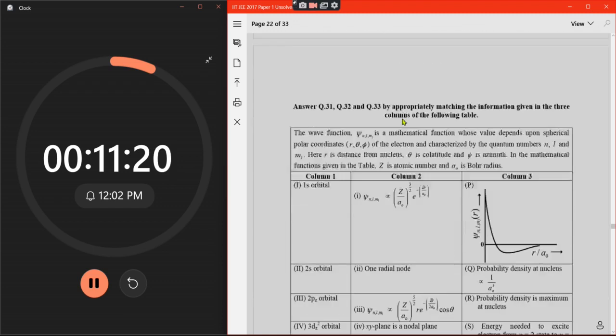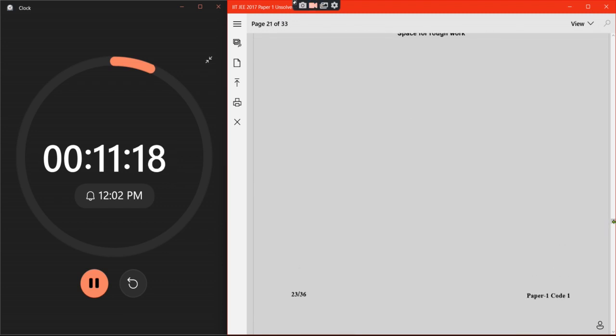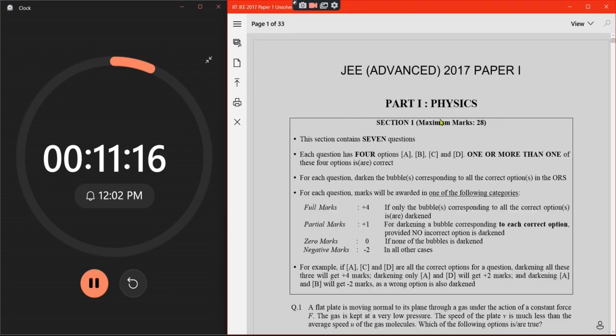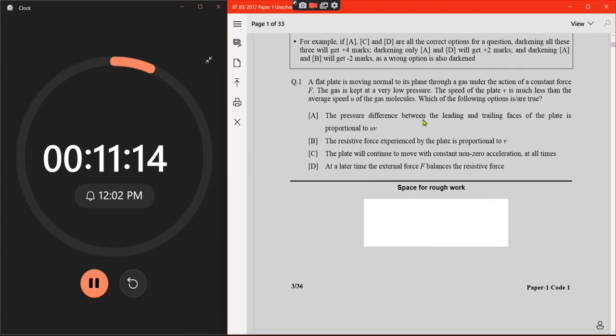So first question physics का. Flat plate is moving normal to the plane under constant force F. Gas is kept at a very low pressure. The speed of the plate V is much less than the average speed U of the gas molecule. So the following is correct. Pressure difference between the leading and trailing faces of the plate is proportional to UV. How do you even do that? U times V. Why is that the case?